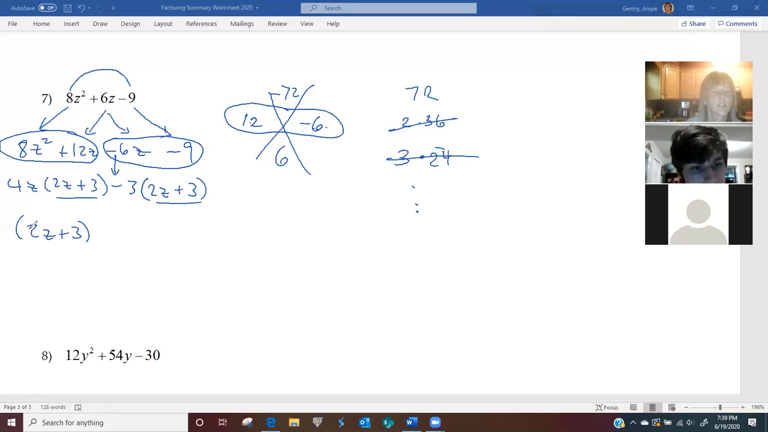Oh, I don't like writing 2 next to the z. That's why I'm probably doing this. And then the leftover goes in here, and then you check your work by FOIL. See? Not terrible. Factoring by grouping always works. Trial and error, some people struggle with it. So I'd rather be safe than sorry. And then we'll do one more and then we're cooked, or we're just having so much fun we don't want it to end.